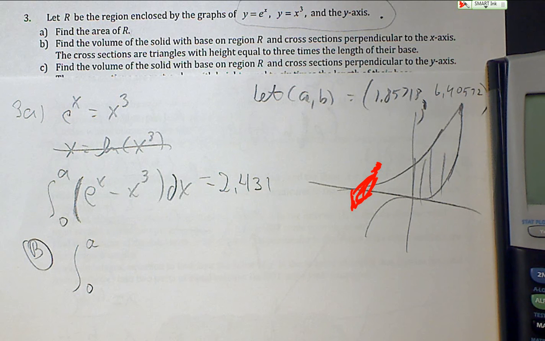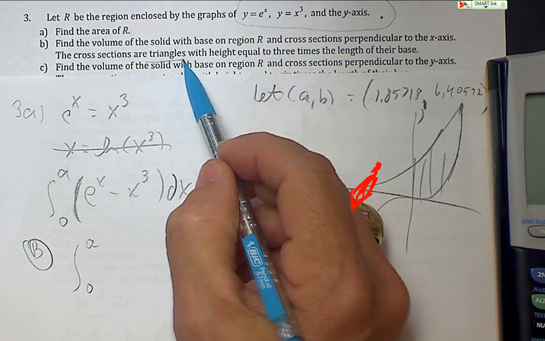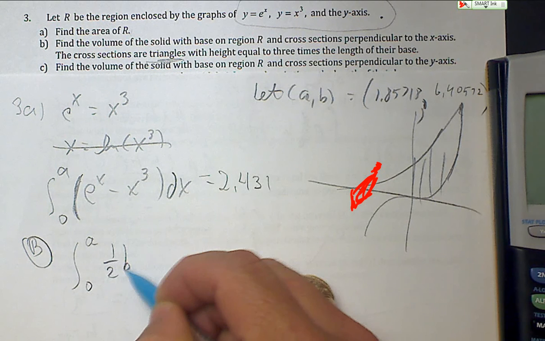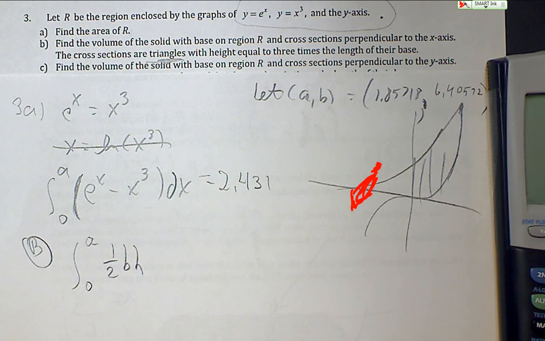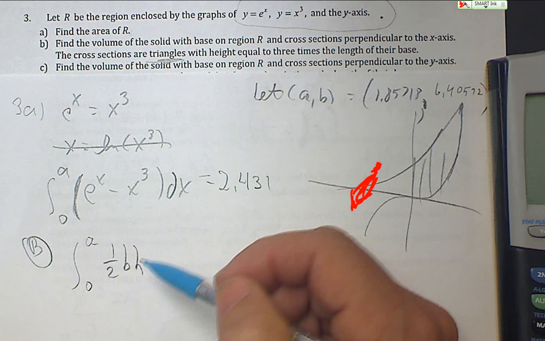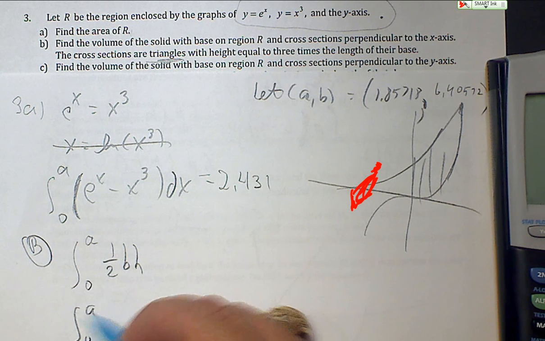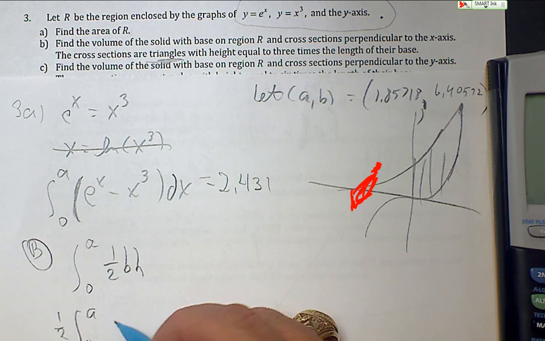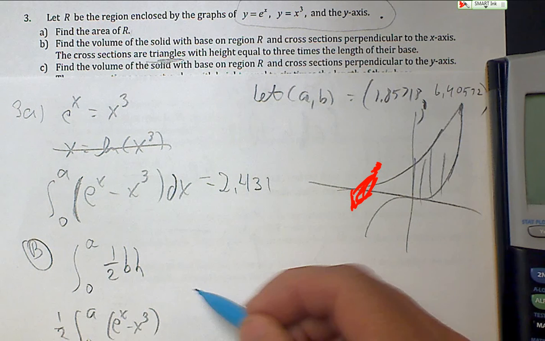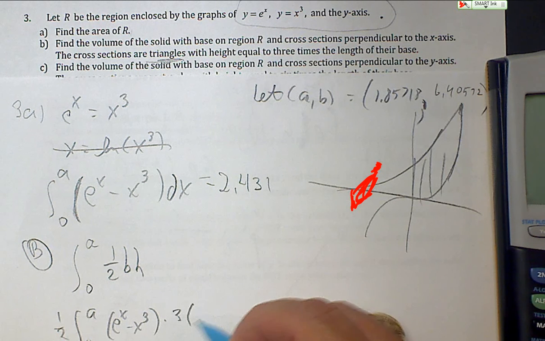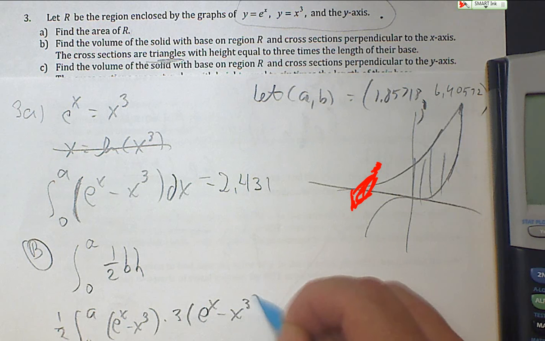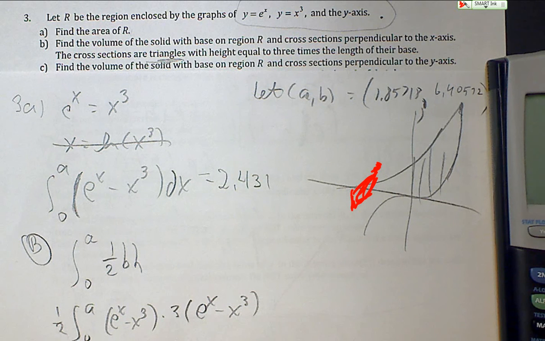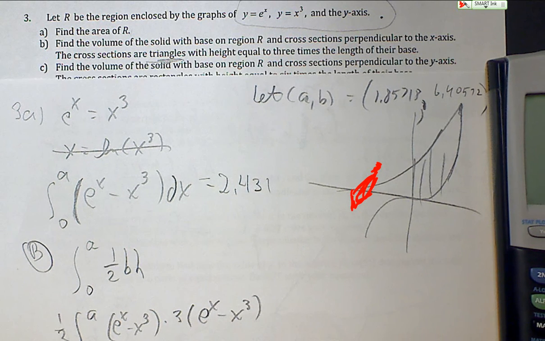Is that right? It says the cross sections are triangles. A triangle is 1/2 base times height. The base is this, so height is another 3 times b squared. So the base is right here, e to the x minus x cubed, and the height is 3 times that. So that is 3/2 integral from 0 to a of e to the x minus x cubed squared dx. Don't forget your dx's.